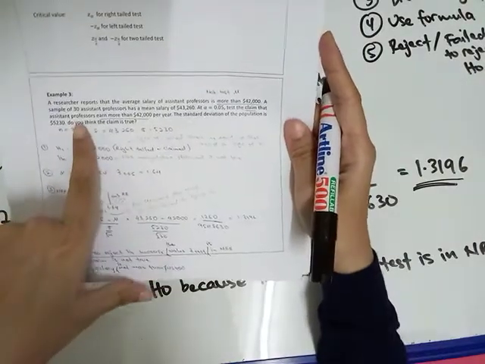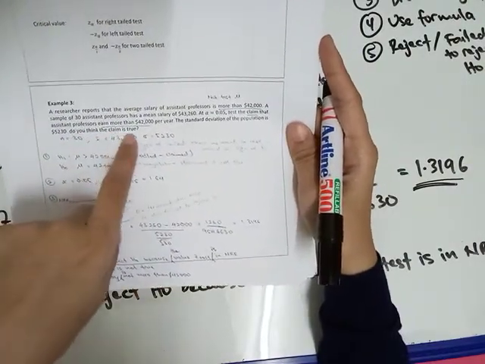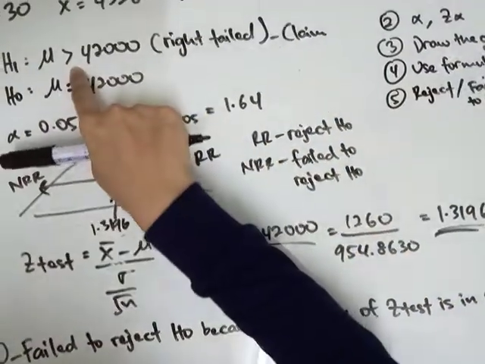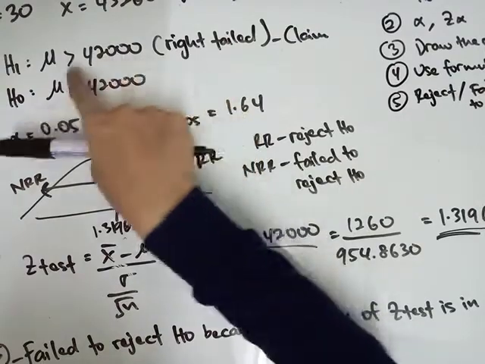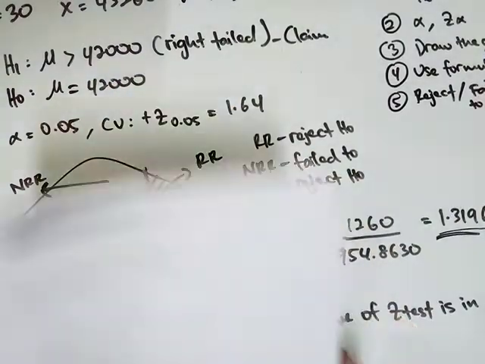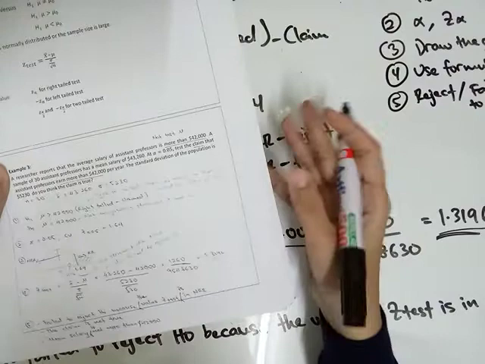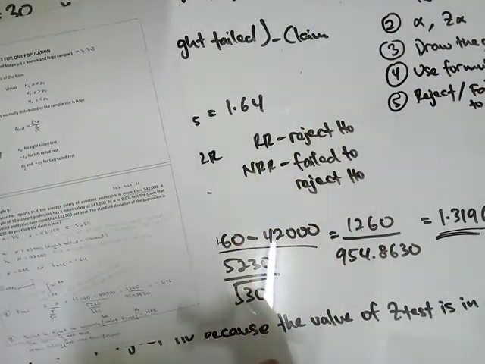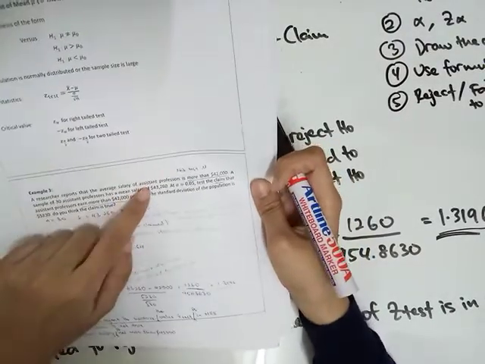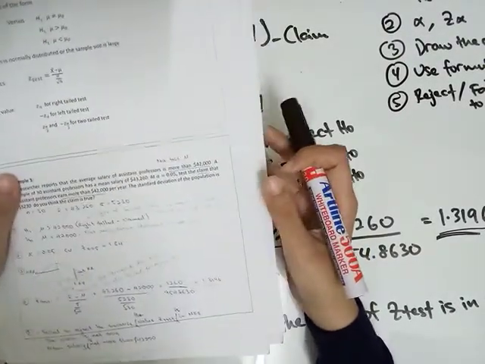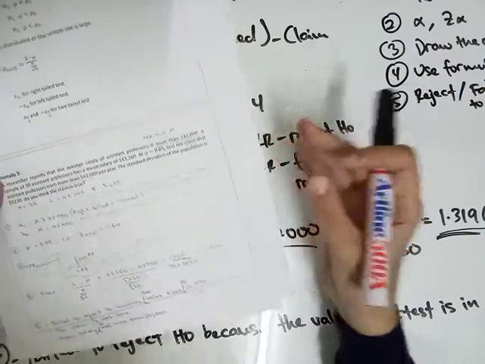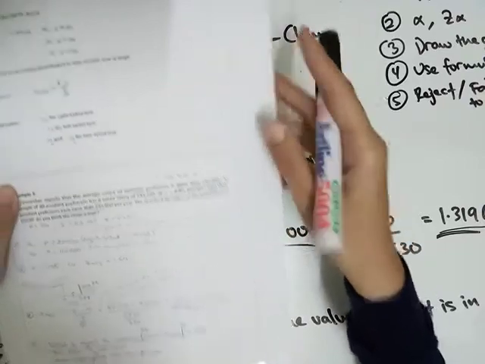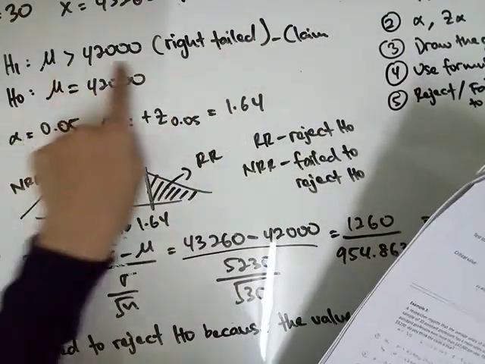tengok pada soalan. Soalan dia tanya apa? Do you think the claim is true? Okay, apa yang dia claim? Dia claim ni, H1 ni more than 42,000. Okay, I repeat again. Statement ni dia nak bagi tahu betul ke yang gaji assistant ni is more than 42,000 per year. Okay, so kita nak tahu is it this statement true or not? Sebab tu kita kena test.